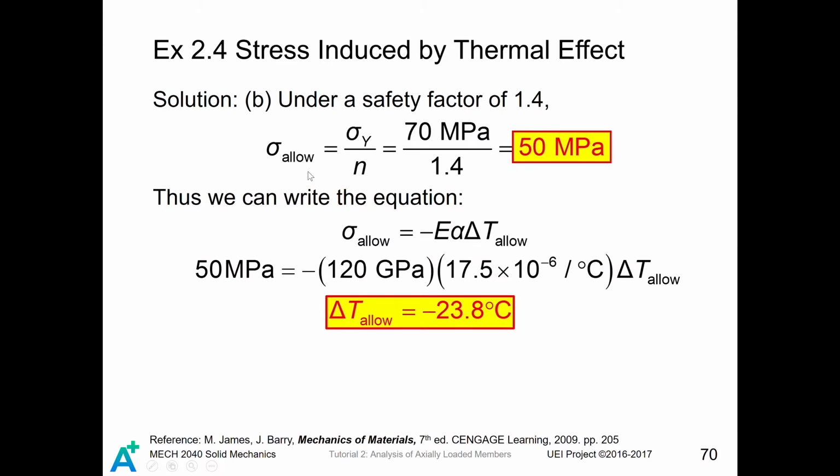Next, we are going to find the allowable stress and the allowable drop of temperature for this bar. Well, for allowable stress, it is rather easy. By using the yield stress divided by the safety factor, we can find the allowable stress as 50 megapascals. Consequently, we can write this equation, which is the temperature-induced axial stress. We substitute the numbers into it, then we can find the allowable change of temperature, which is minus 23.8 degrees.